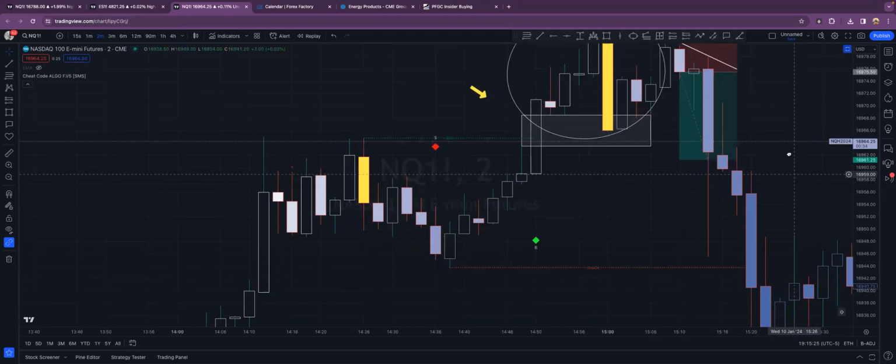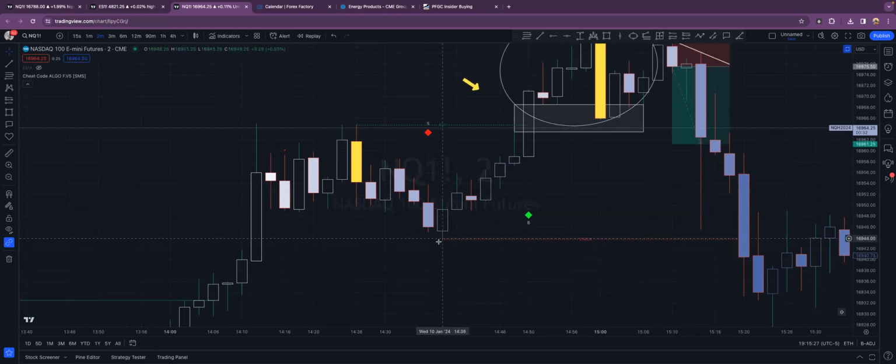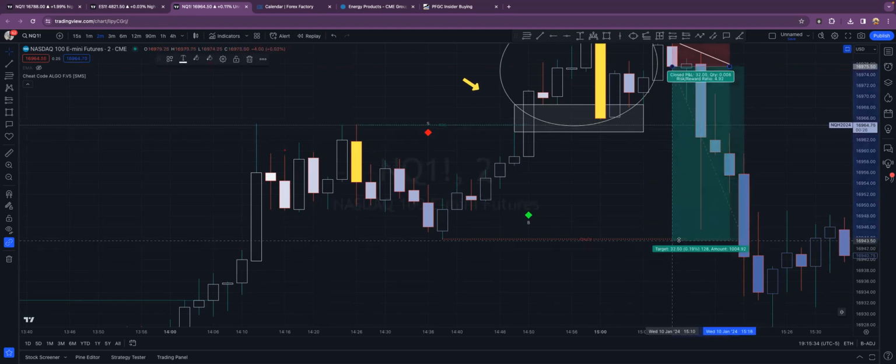Now, what you want to target is your last swing low, which is here. The cheat code is going to give you the change of character when it breaks it, right? But you always want to target the last swing low because the price has been there once, it can go there again. That is a very safe trade.